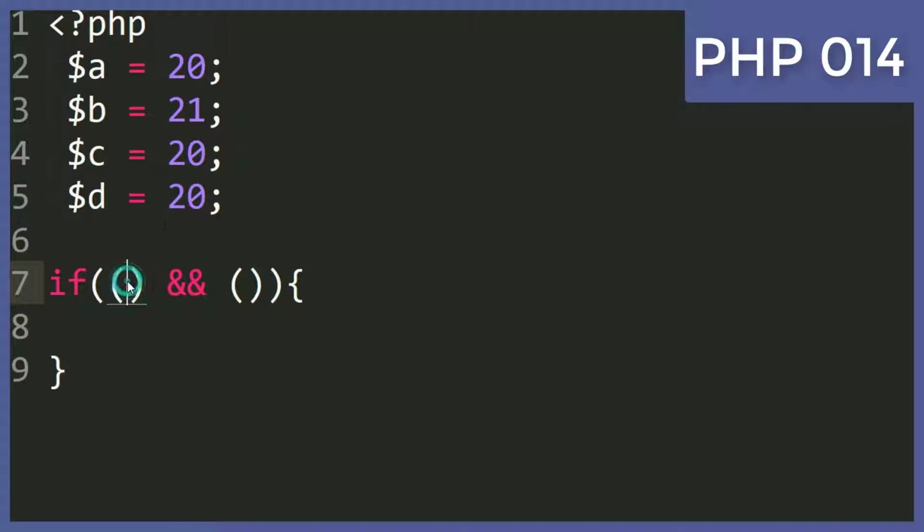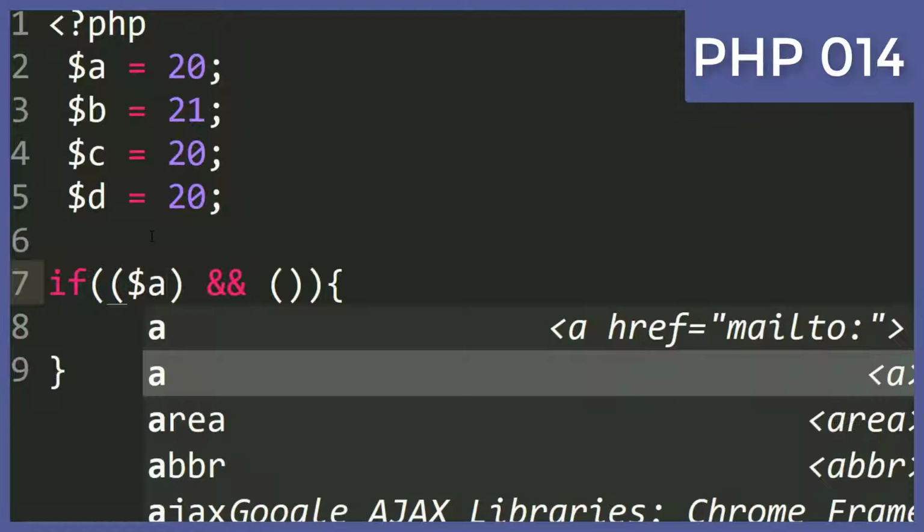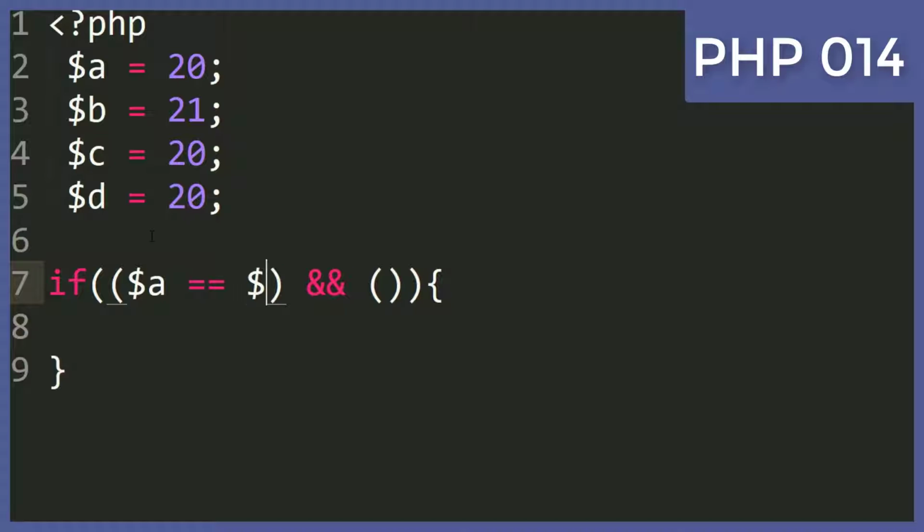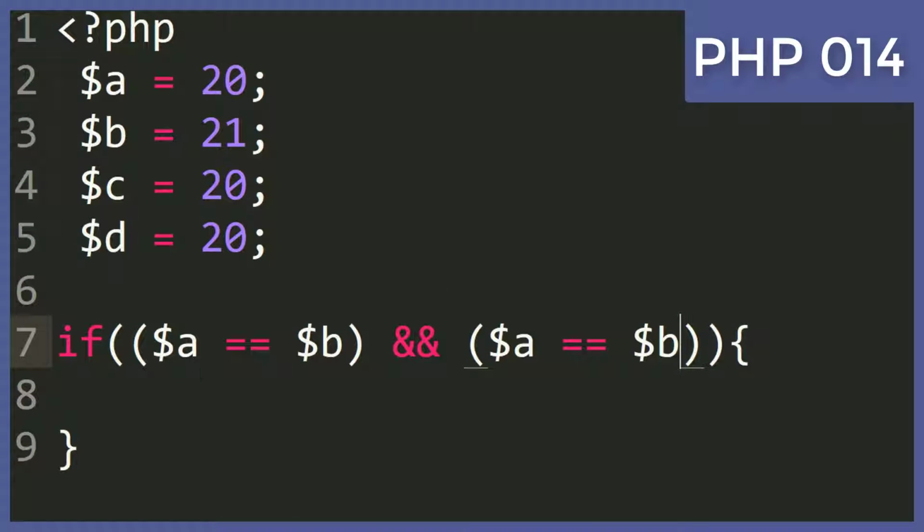So how do you check? Here I'll put the first condition. I can say if A is equal to B, and you understand the meaning of AND? It means that these two conditions must be satisfied for this part to execute. And A is equal to C. If these two conditions are not satisfied, then this bracket won't be executed. Okay?